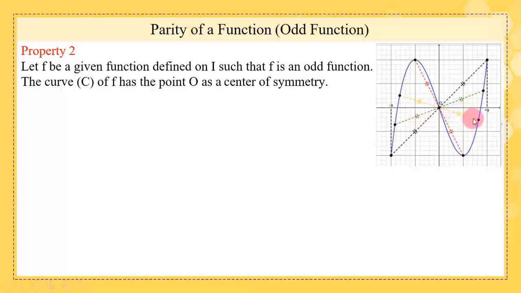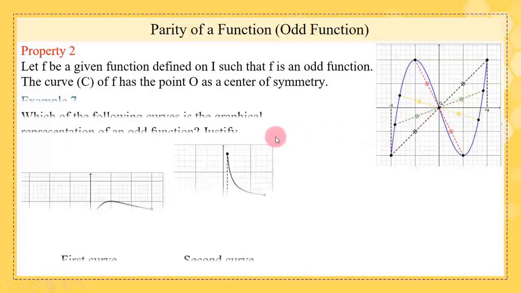Please look at the following figure carefully. If we take any point on the curve C and make its symmetry with respect to O, the point which is symmetric to this point is also on the curve C. Here we take several particular points. Please look carefully at each point.